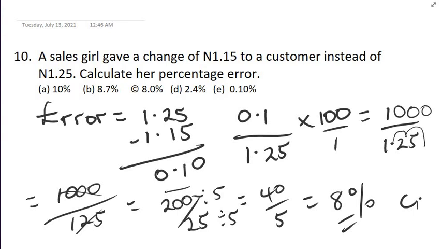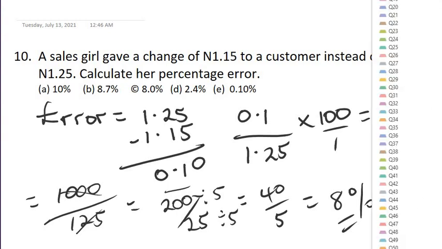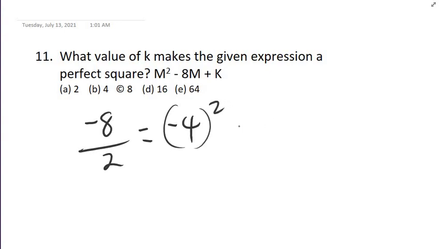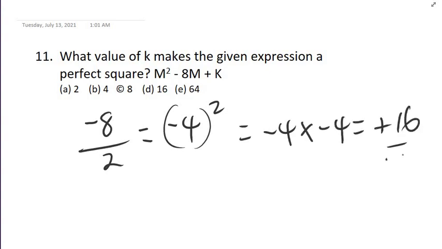Okay, so question 11. What value of K makes the given expression a perfect square? This is very easy. To solve questions like this, take half the coefficient of m and square it. The coefficient of m is 8. So you take half of the coefficient of m, which gives me minus 4. Then you square it. So minus 4 times minus 4. Minus times minus is plus. So my answer will be 16, which is D.